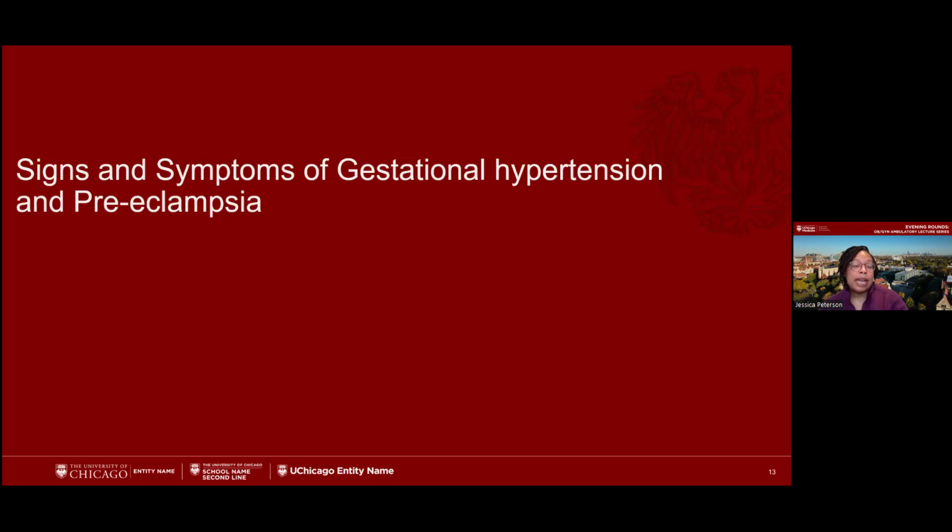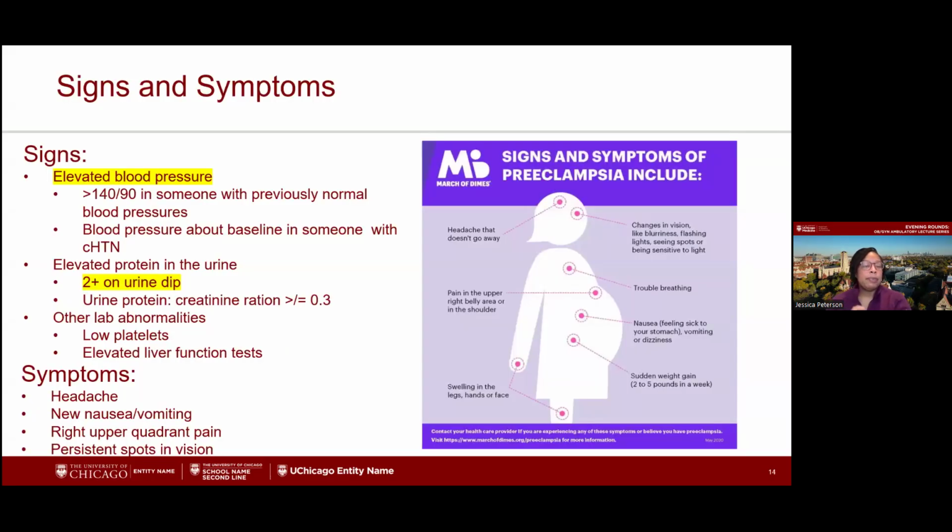So, what are some signs and symptoms of gestational hypertension and preeclampsia that you guys can look out for or ask the patients about? An elevated blood pressure in someone who had previously normal blood pressure, so suddenly they're greater than 140 over 90. Or someone who has chronic hypertension but generally has well-controlled, mild-range blood pressures, and suddenly they're a lot higher than they otherwise were. And like I said before, if someone has protein in their urine, most likely what you would see is 2+ protein on a urine dip.